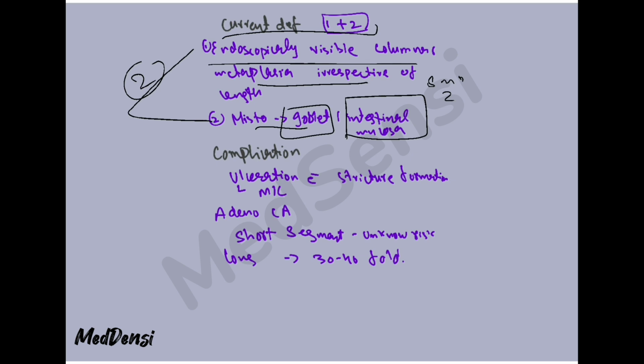The complications include, most commonly, ulceration with stricture formation, and it can also pose the risk of adenocarcinoma, which is less in the short segment but 30 to 40 fold in the long segment.